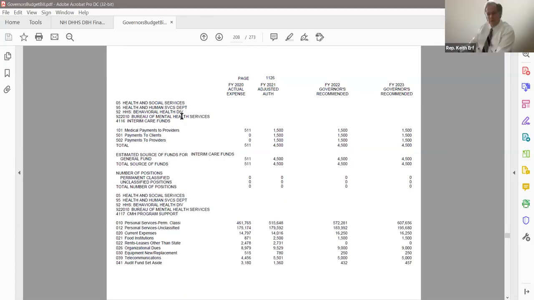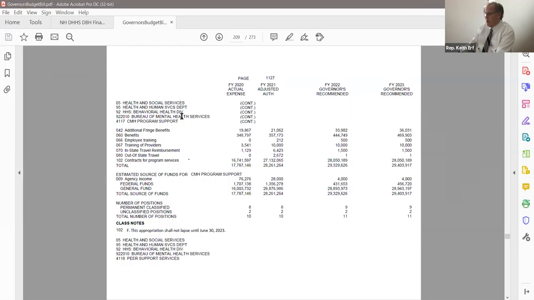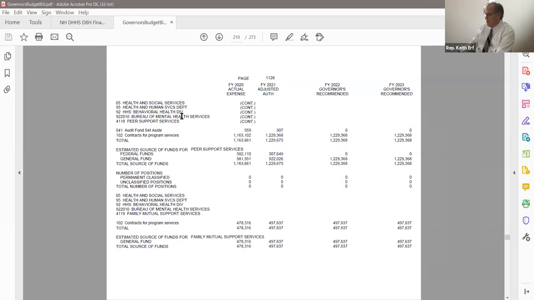I don't see any other hands, so I might as well continue. The next accounting unit is 4118, which is peer support services.